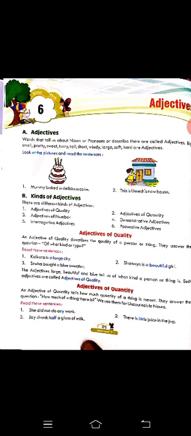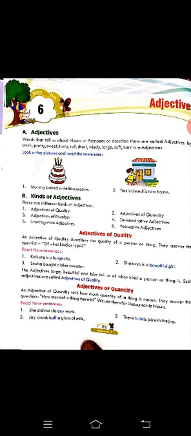An adjective of quality describes a quality of a person or thing. They answer the question what kind or type. So in an adjective of quality, it shows which kind or type that noun is. For example, Kolkata is a large city. So we find the answer: which kind of city is Kolkata? A large city, or we can call it a large type.